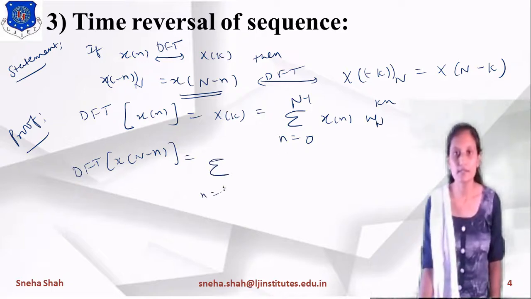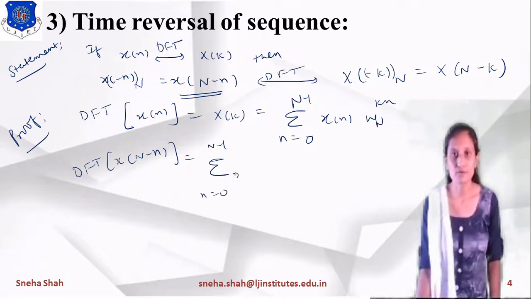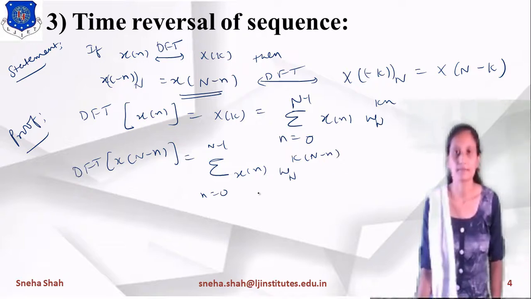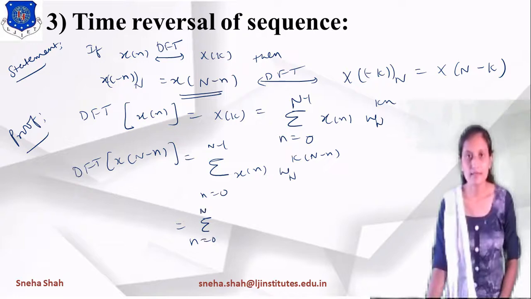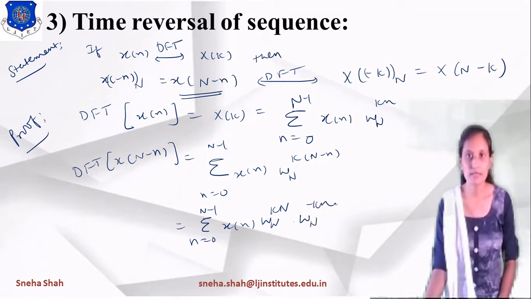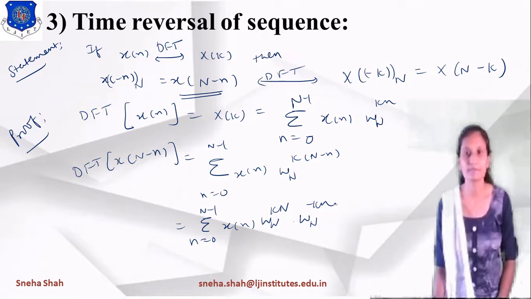So what will be the value? Summation n equals 0 to N minus 1 x of n. Instead of this n, I am taking N minus n, right? So if I am simplifying this, then what will be the term? Summation n equals 0 to N minus 1 x of n W_N raised to kn into W_N raised to minus kn, right?